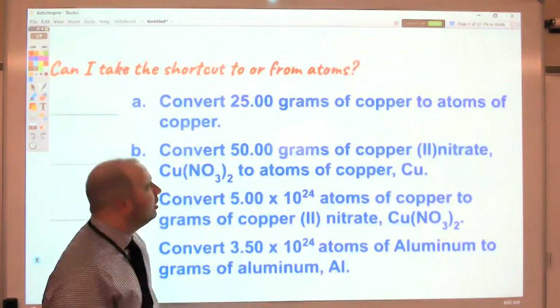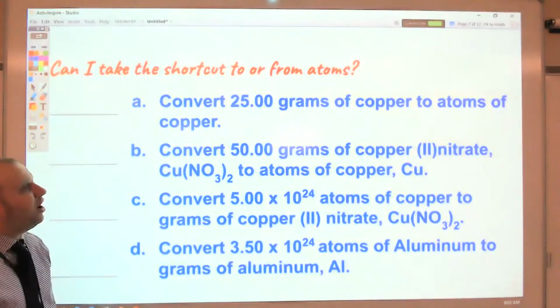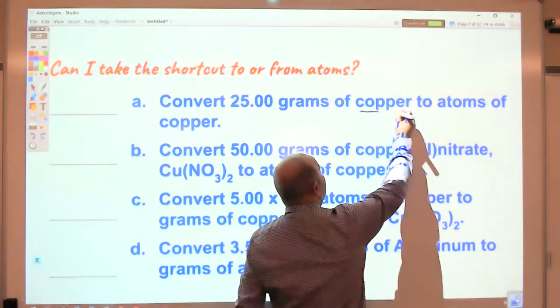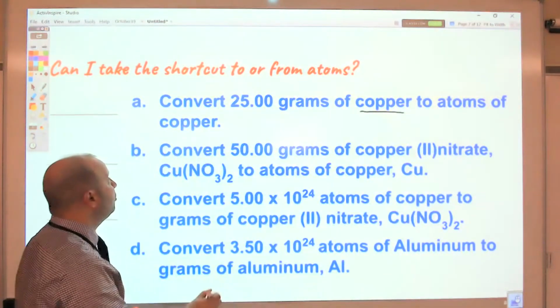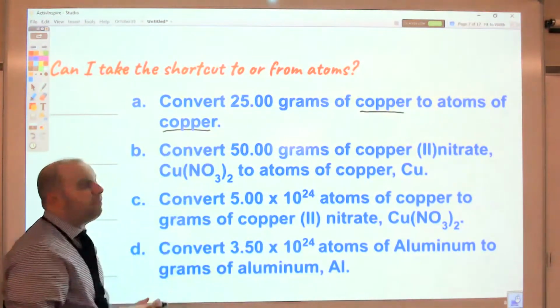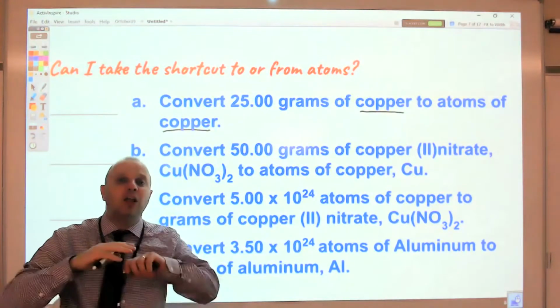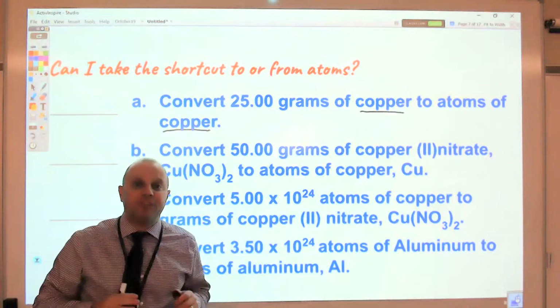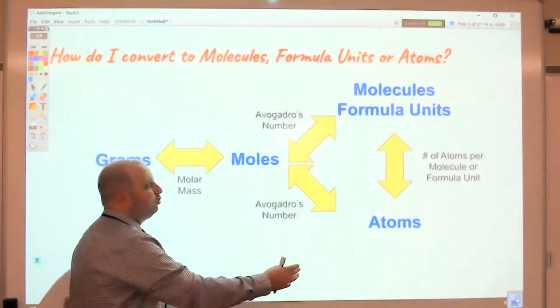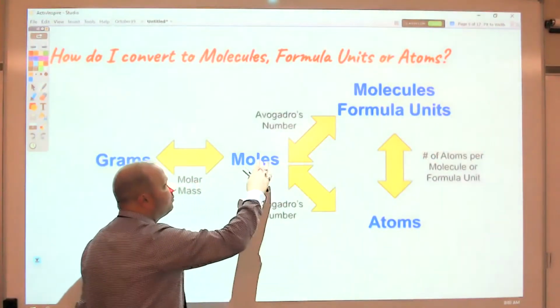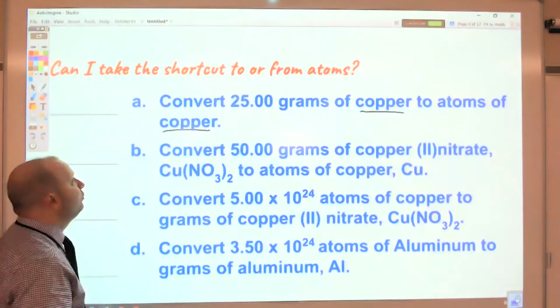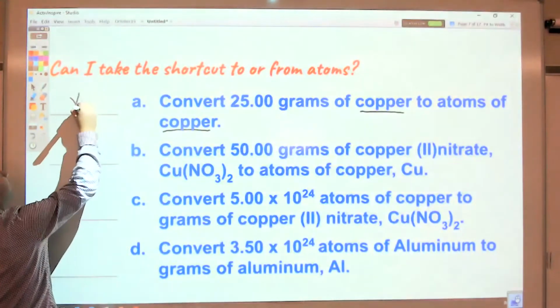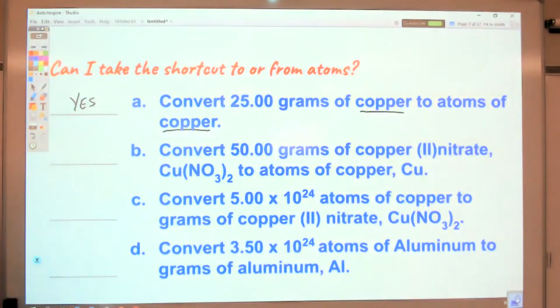moles to atoms. So in our first example, we're talking about copper. Copper is an element on the periodic table. So we're talking about a single element for the entire time. If we are talking about a single element for the entire time, we can take the shortcut. So we can go from atoms of copper to moles of copper. So the answer to the first one is yes, I can take the shortcut.